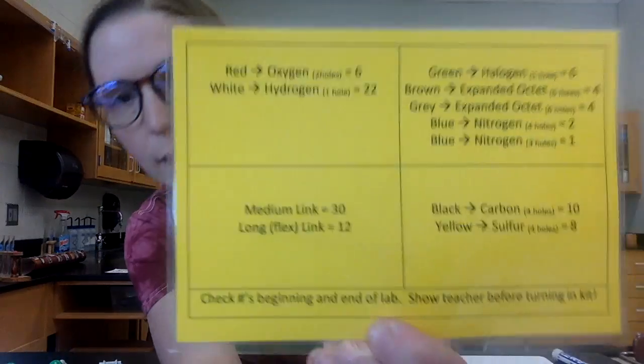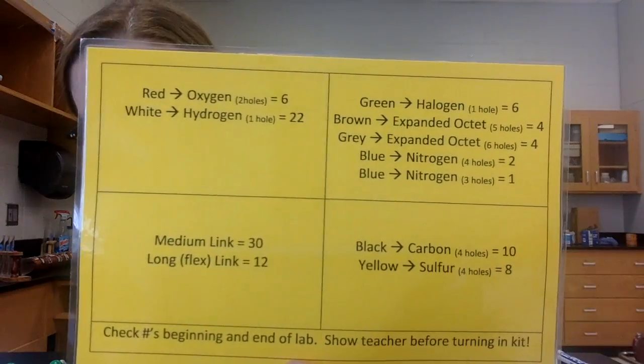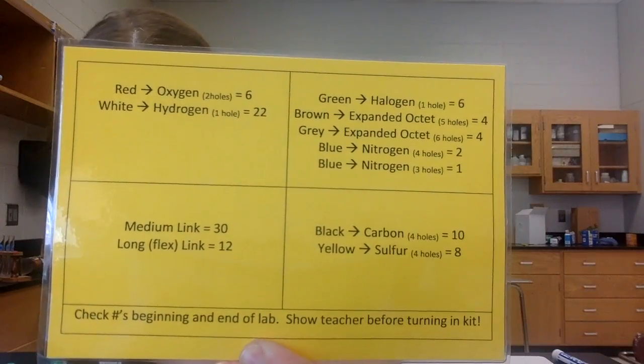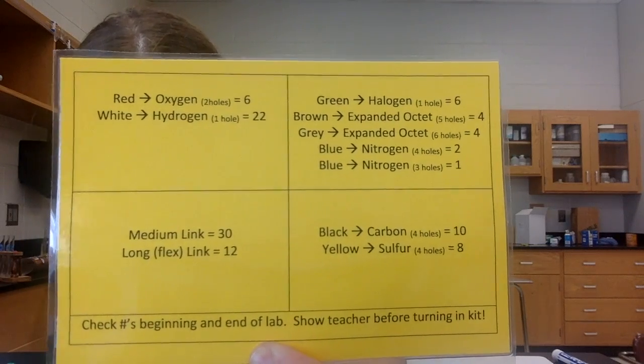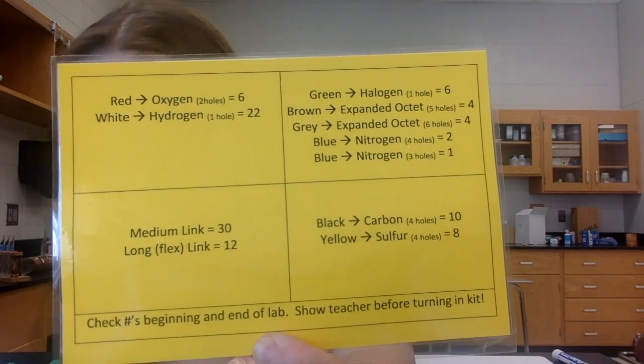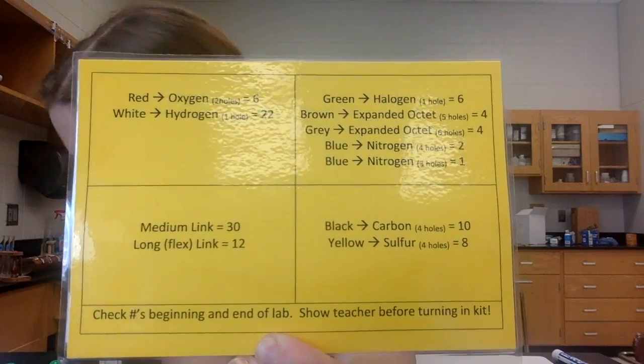A couple things from this molecular modeling set: you will have a list that tells you which colors to use and how many you should have per box. So you do have to check your box at the end of the lab to see if you have enough of each part, because this is how many should be in each one. And it gives you an idea of how you need to build these models.